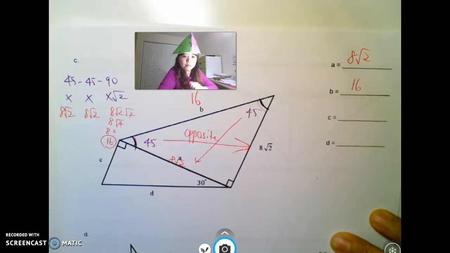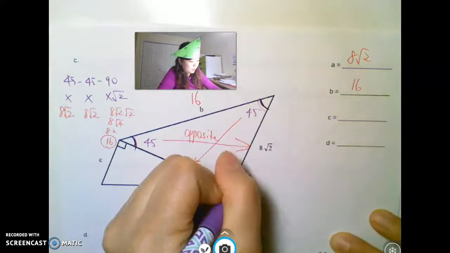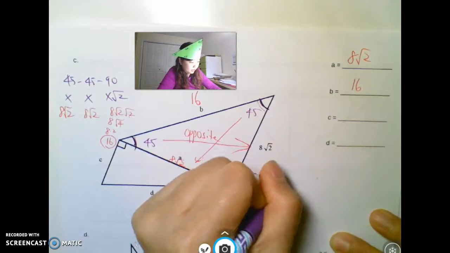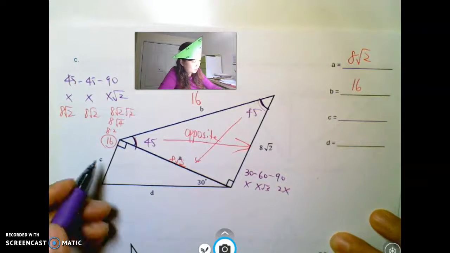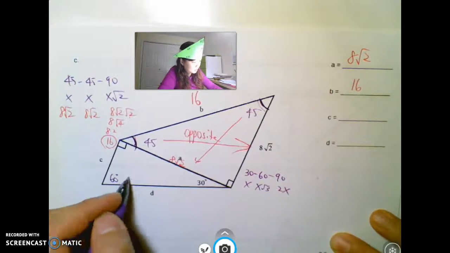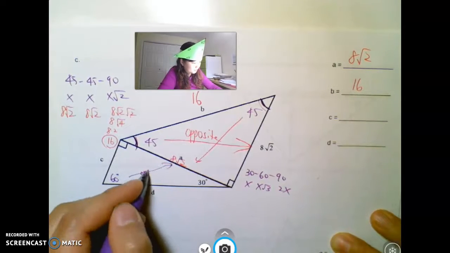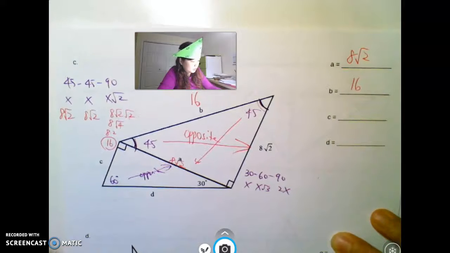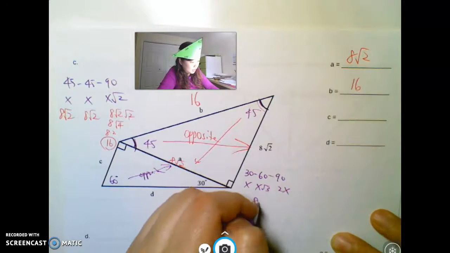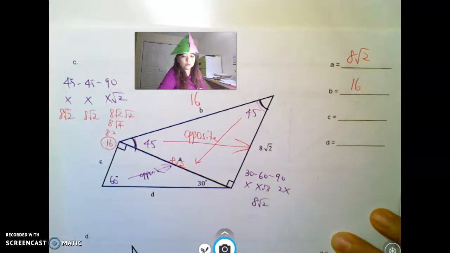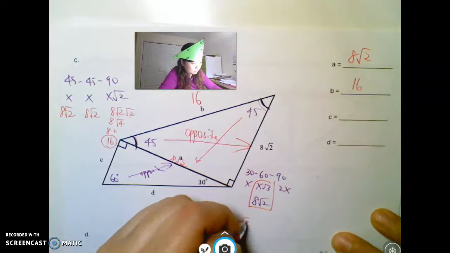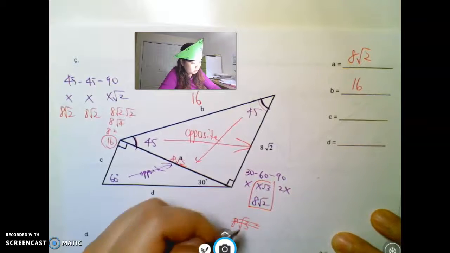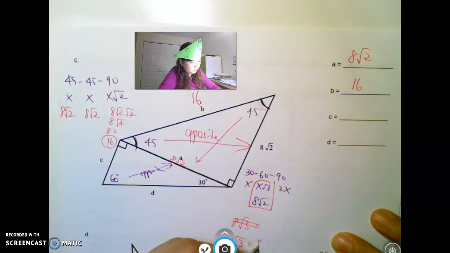Now, we have a 30, 60, 90 triangle. So, 30, 60, 90, X, X root 3, 2X. And what we have is opposite of 60. So that is 8 root 2. Whoa, little tricky. What's going on here? X root 3 is equal to 8 root 2.